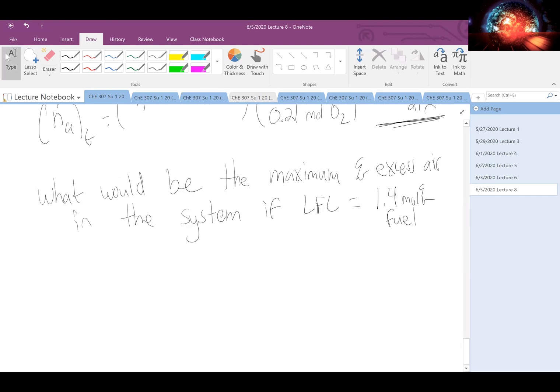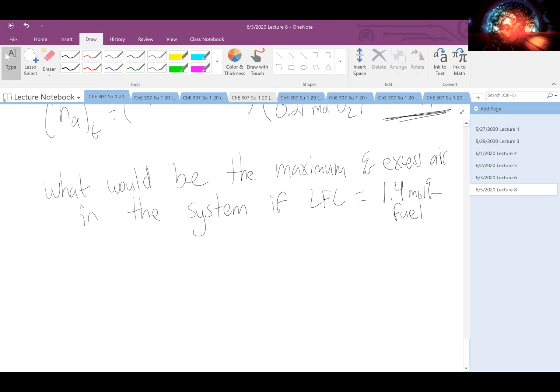Meaning, if in my process my octane was 0.014 mole fraction in that feed stream, with the rest being air, what would be the percent excess air?